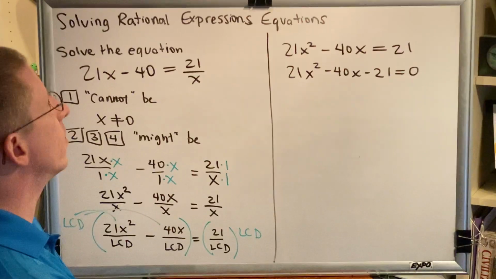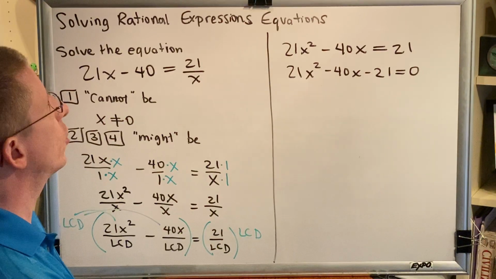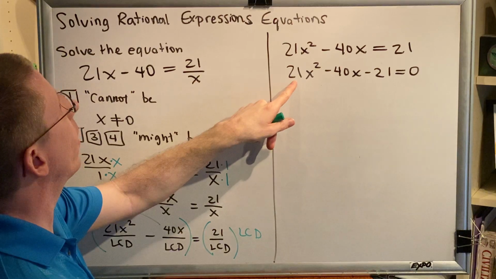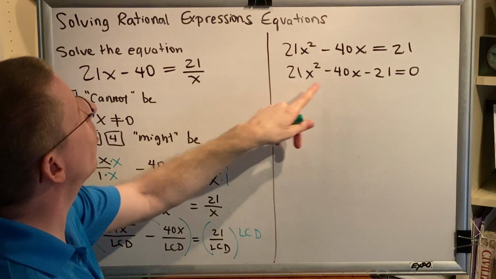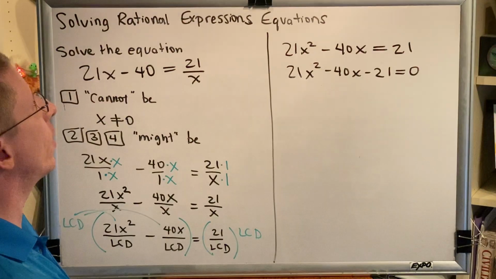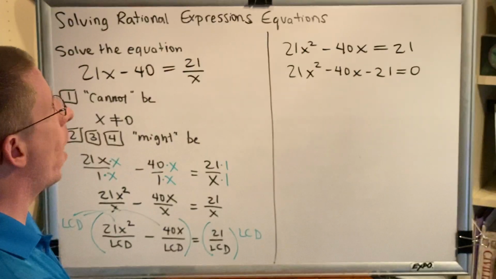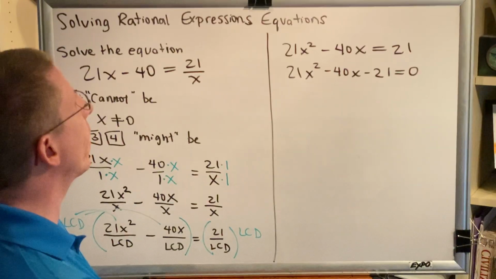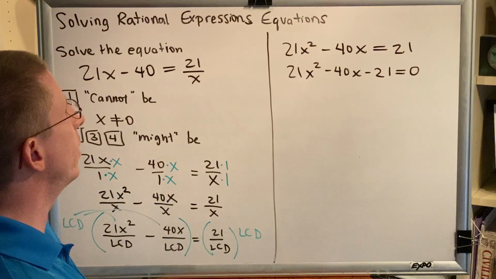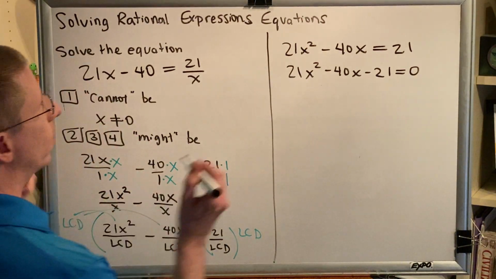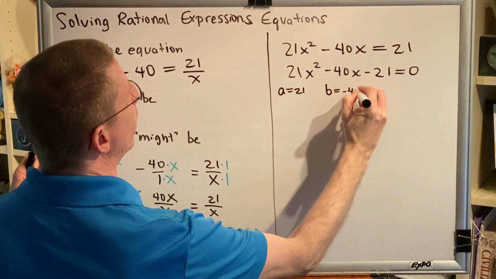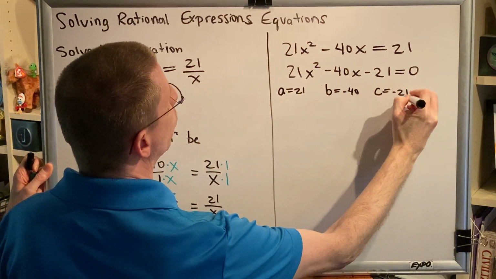In this particular instance, completing the square would not be the correct choice because we have a very messy number here, a 21. We'd have to divide both sides by 21, which would make our middle term coefficient a fraction, and that would be a very, very challenging way to proceed. So I recommend either factoring or the quadratic formula. We haven't done the quadratic formula in any of our other videos, so let's go ahead and do the quadratic formula now. A equals 21. B equals negative 40. C equals negative 21.